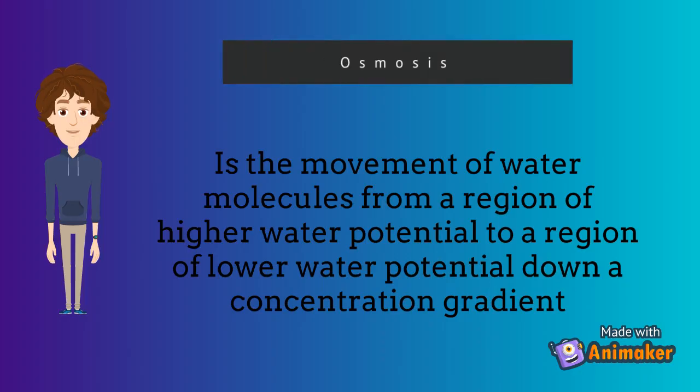Now that we fully discussed diffusion, let's talk about osmosis. First and foremost, what is osmosis? It is the movement of water molecules from a region of higher water potential to a region of lower water potential down a concentration gradient.